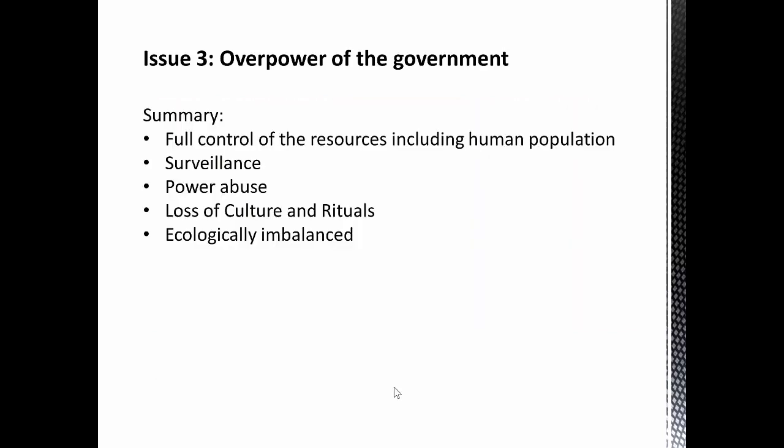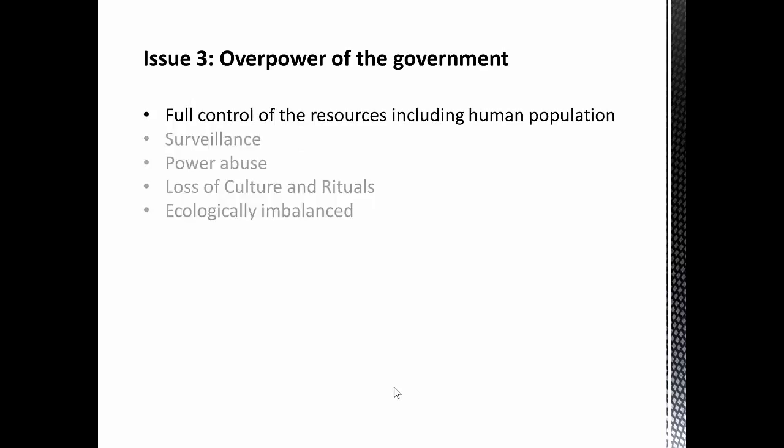Here is the summary of what I have mentioned above. The government has full control of the resources, including the human population. The citizens were under surveillance. Power was abused by the police. There was a loss of culture and rituals, and the city was ecologically imbalanced. I will compare the first point with society nowadays.